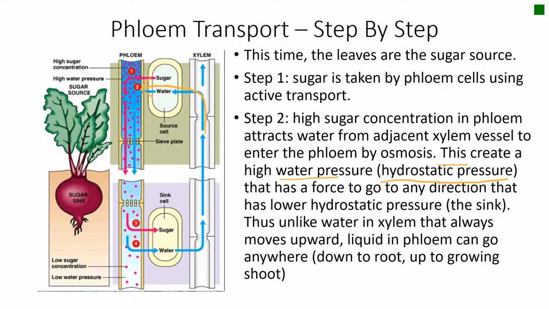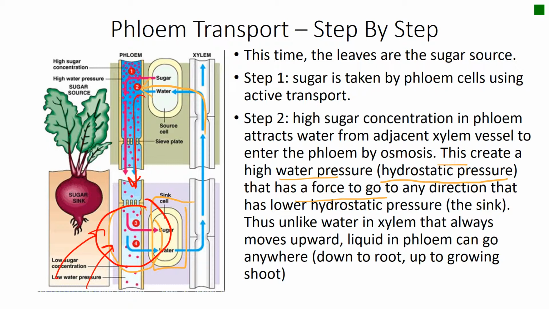Now, this pressure has a force to go in any direction that has lower hydrostatic pressure. Of course, the place with lower hydrostatic pressure is the sink, because as you can see in this area, the phloem surrounds the sink cells. They have a very low concentration of sugar. Of course, water will not be attracted to enter this phloem, therefore no water pressure will be created. The water pressure will come from the place where the sugar has been uploaded by the phloem from the source cells.